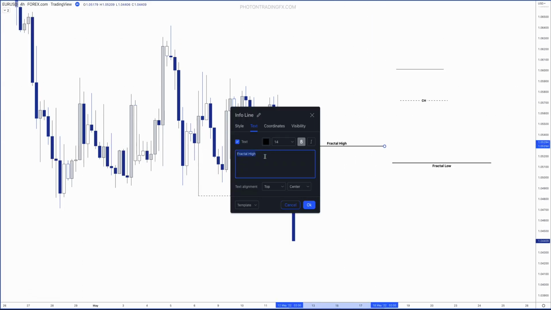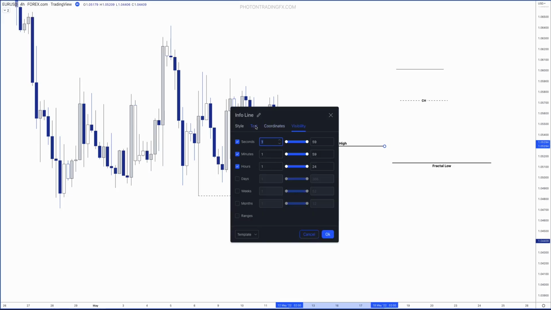So like say you open this up, there's a text box up here. You can add whatever you want. So like fractal high, I've done fractal low for the other one, right? Because you can put the text in the middle or the bottom, center, left or right. You can play around with that. It's all reasonably self-explanatory, text size, color, etc., what time frames it will appear on, all that fun stuff.